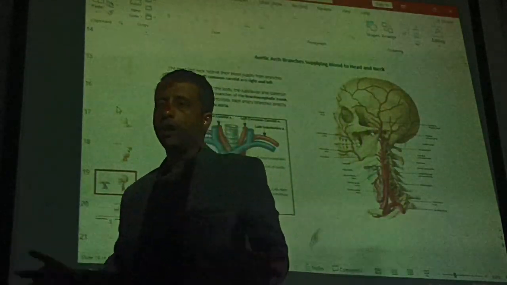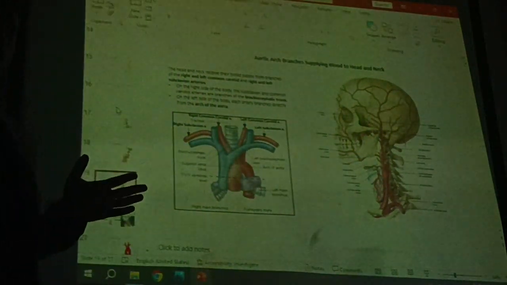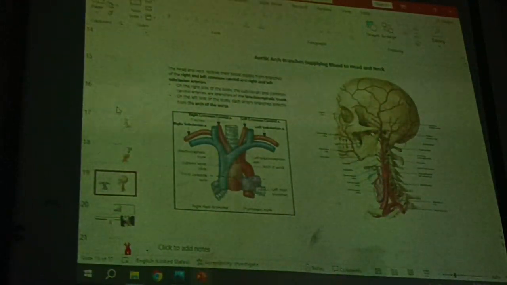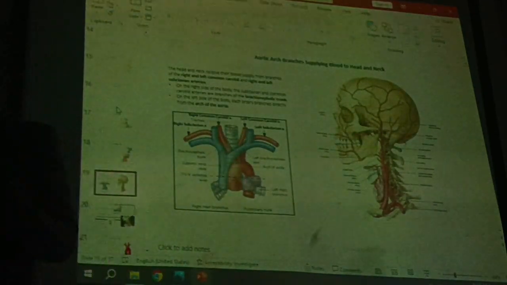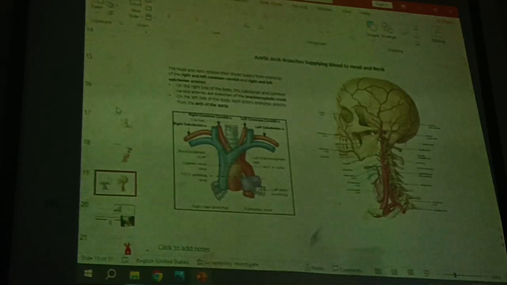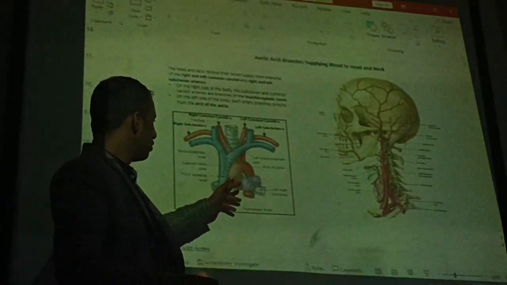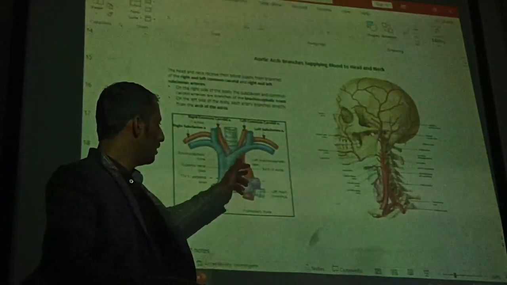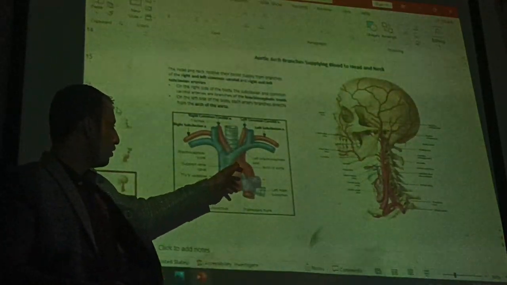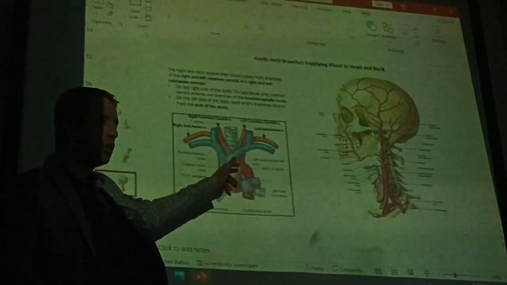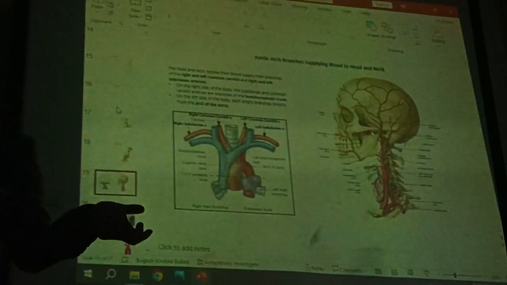The common carotid artery is a structure which is located in the carotid sheath. The origin of the common carotid artery is different in the left and right. As you know, here we can see the aortic arch. The aortic arch has three branches. The first branch is named brachiocephalic trunk.